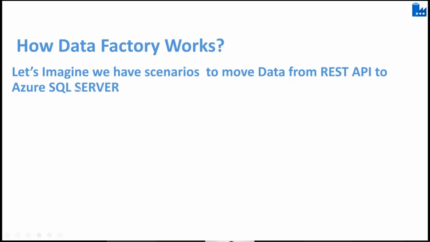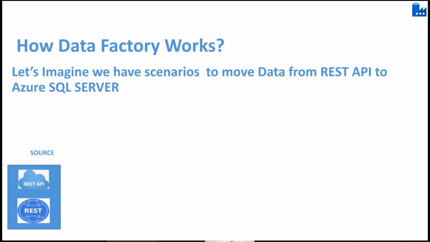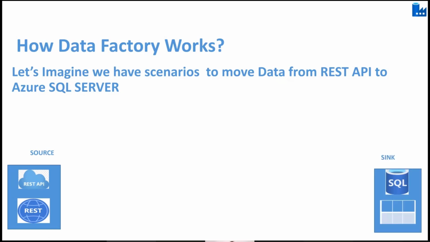So our task is a move copy activity, and our source is a REST API and our sink is an Azure SQL Server. So let's see how we can create it. First of all, we need to define our source and sink. Once we have that, we need to create a linked service for source and sink.